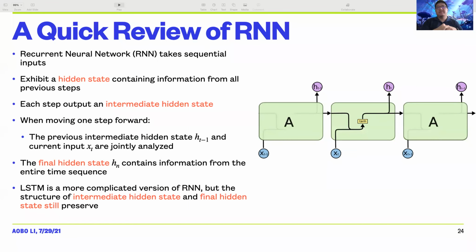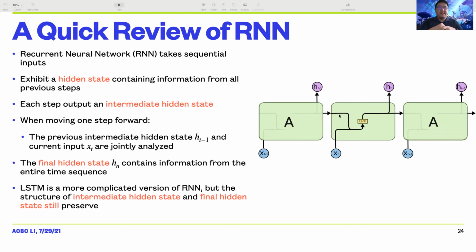Okay, so I will just do a very quick review of RNN. A recurrent neural network takes a sequential input, which is what we call the time series. It exhibits a hidden state containing information from all the previous steps. Each step will output what we call the intermediate hidden state, and also pass this intermediate hidden state to the next time step.